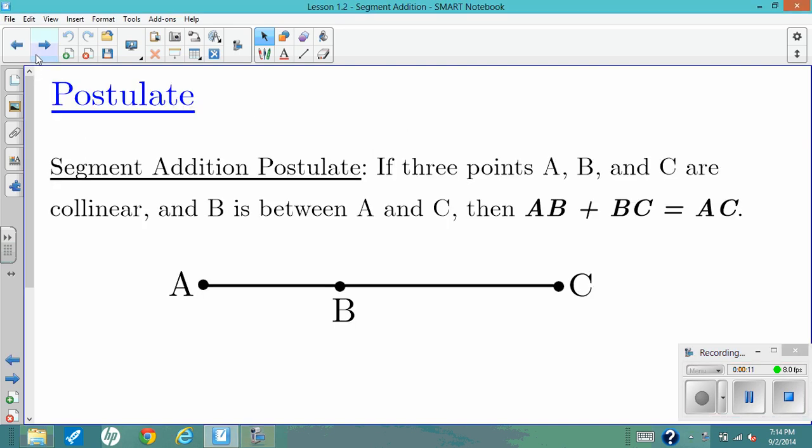So in the last video we talked about segments and we also talked about postulates. And we have a new postulate called the segment addition postulate. So again, this is something that we can accept to be true because it's a postulate.